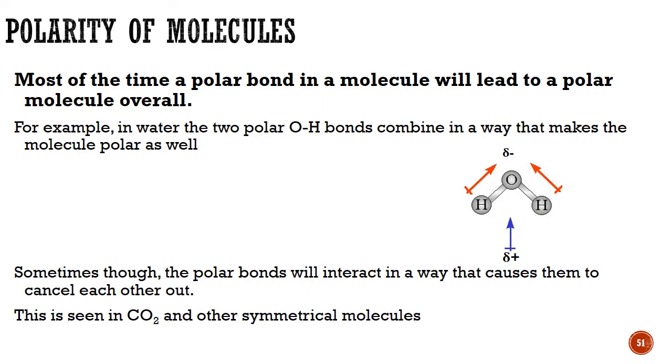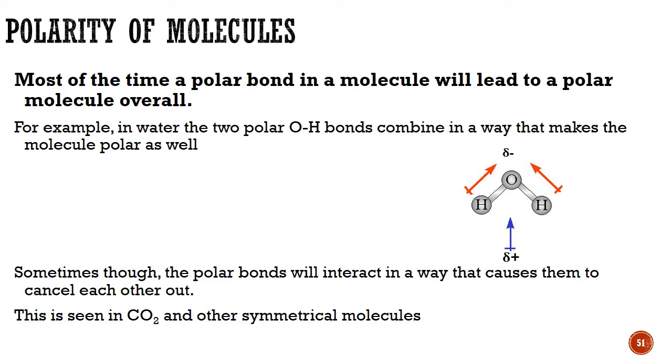All right, so most of the time, if there is a polar bond in a molecule, the molecule will be polar. So we're looking at two different things. We're looking at a particular bond between two elements, trying to decide if that bond is polar or not. And now we're going to apply this to a whole molecule to see if the whole molecule is polar or not. So again, most of the time if you have a polar bond, the molecule will be polar.